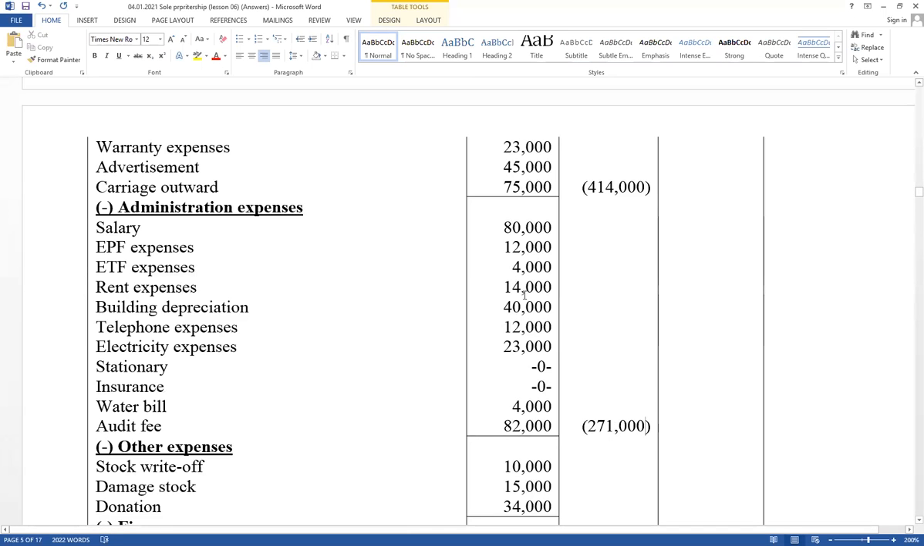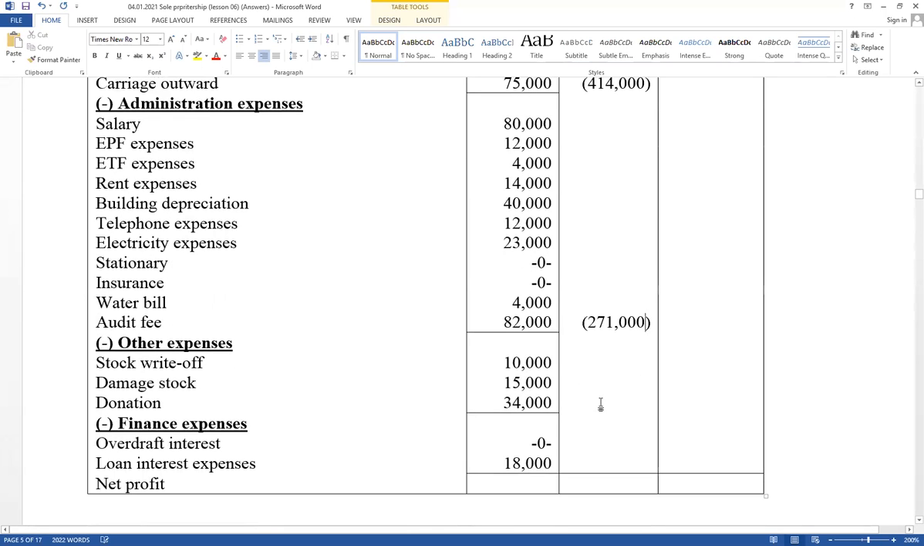Like that, all the expense total values should be included in the second column. And other expense total value equals 59,000 within brackets. And for finance expense, it has given only loan interest, 18,000. All the expenses should be included in the second column within brackets.